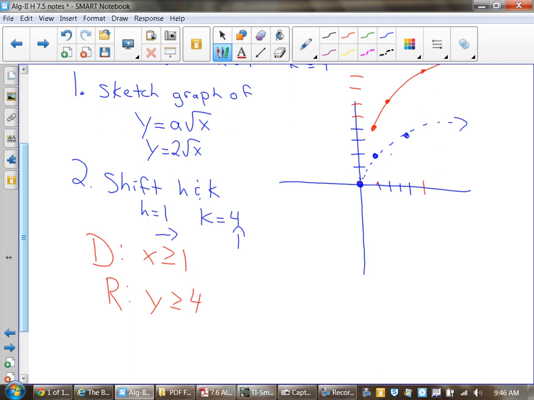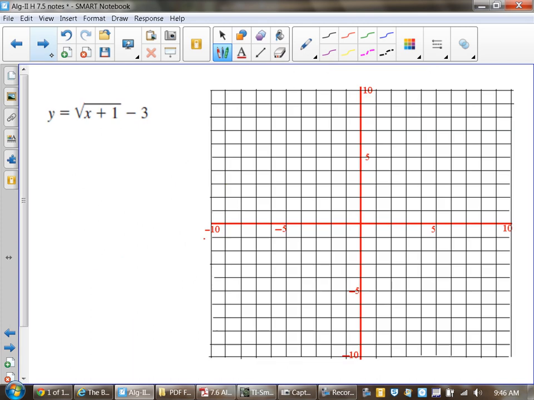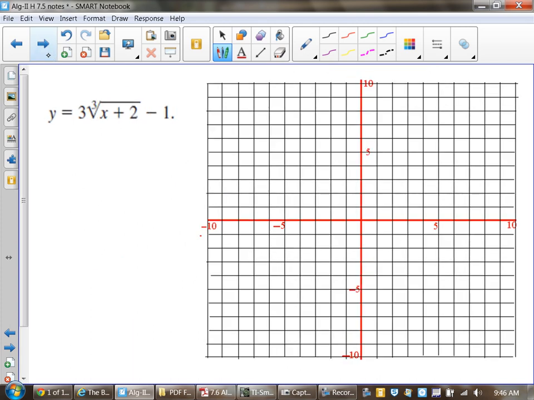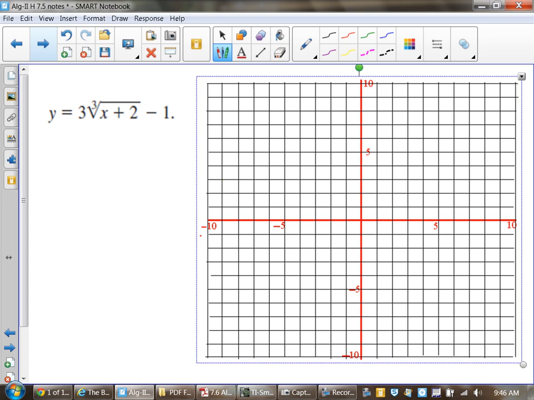Let's try another one with the cube root. Let's try this one. Let's look at this one.